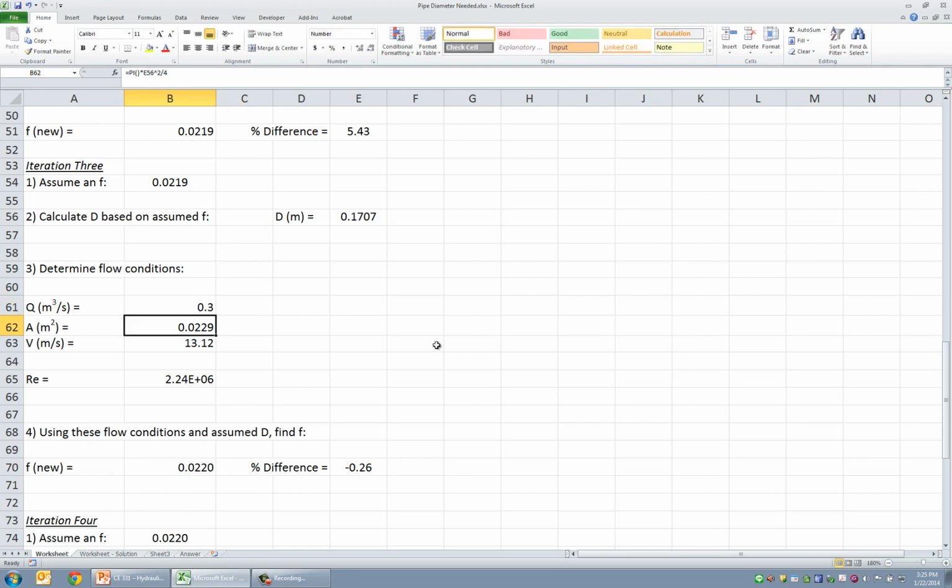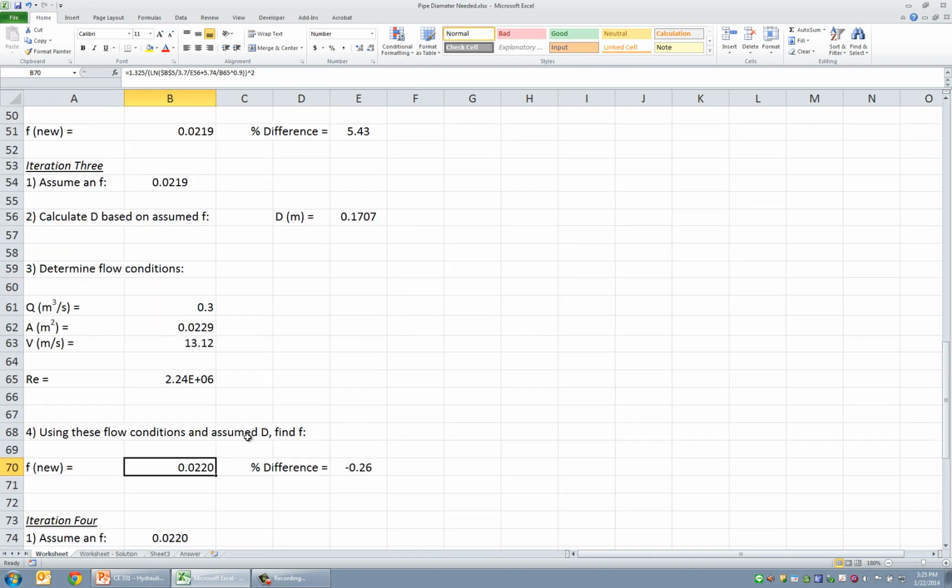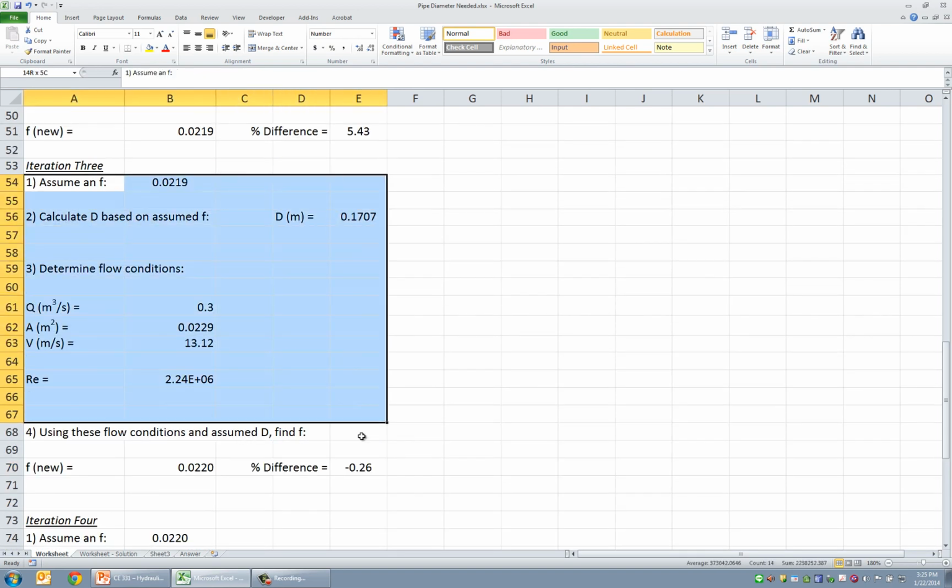Alright. So the percent difference is getting really small, isn't it? 0.26% difference. So the input F value was 0.0219. The output was 0.022. Let's do it again. It's easy enough. I'm going to highlight all of this. Control C to copy.